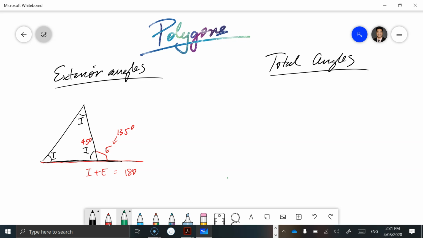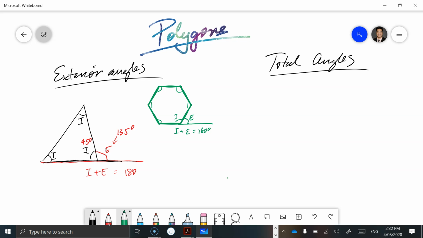So it doesn't really matter what shape you're dealing with. Let's say we had a hexagon, and so you've got all of these interior angles. We'll call that I, but then if you extend out one of the sides, that's going to be your exterior angle. Obviously, I plus E is, again, going to equal 180 degrees.